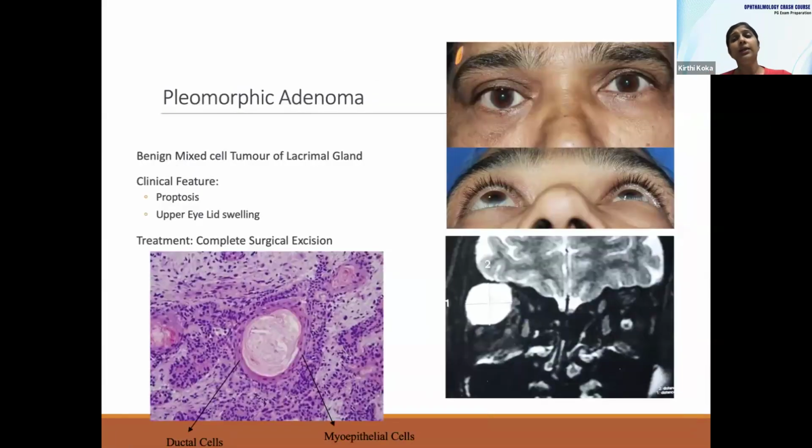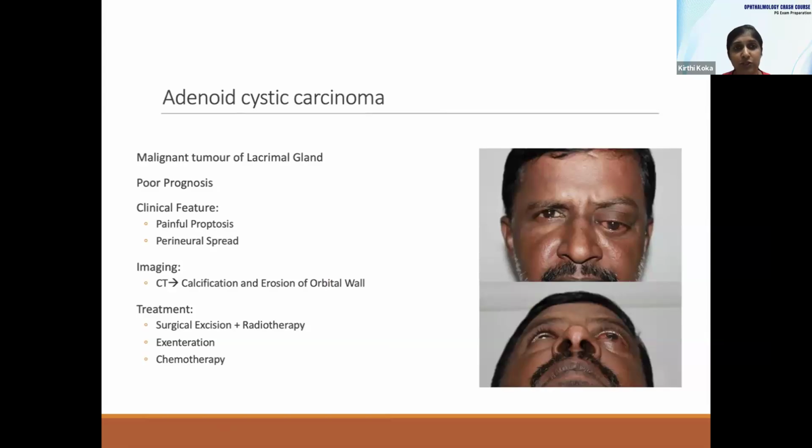Then coming to lacrimal gland tumors, you have a patient presenting with proptosis and some kind of fullness. So what is this? When you take an imaging, you're seeing a well-defined lesion like this in the region of the lacrimal gland, and you cannot see the lacrimal gland separately. So this is going to be a pleomorphic adenoma, which is the most common benign tumor of the lacrimal gland, and treatment is complete surgical excision.